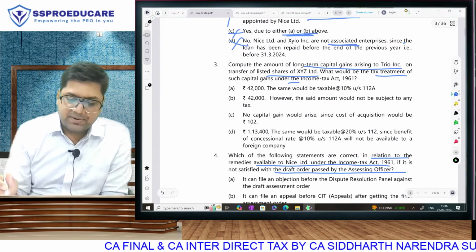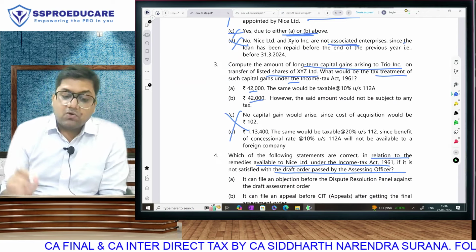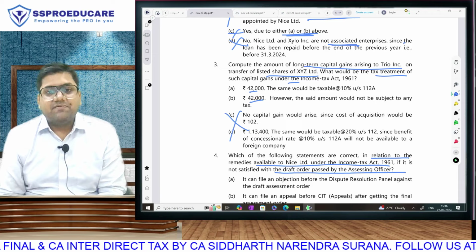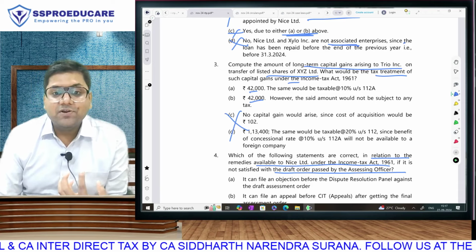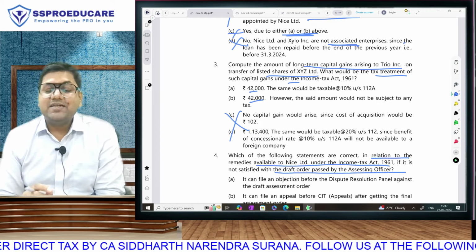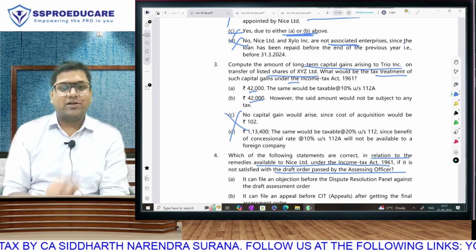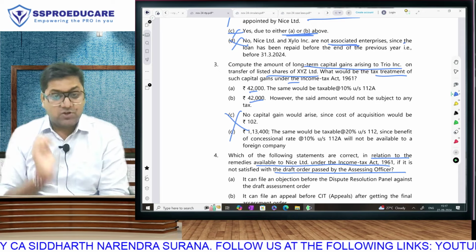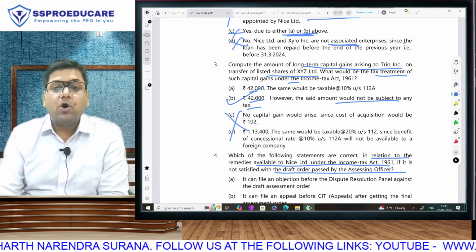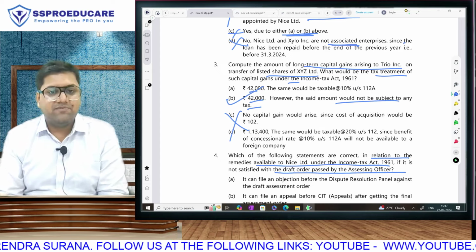So long-term capital gain 42 is given in two options. So these two are definitely wrong. Now option A is saying 42,000 will be taxable at 10% under 112A. You get an instant reaction. Arey sir, 112A 10%. But then do you also know that under 112A 10% tax is applicable only on the gain exceeding 1 lakh. If this was 142, then on 42 there will be 10%. So yes, there is LTCG of 42, but there won't be any tax. There won't be any tax because the amount is not exceeding rupees 1 lakh. If this amount had exceeded rupees 1 lakh, then there would have been tax.